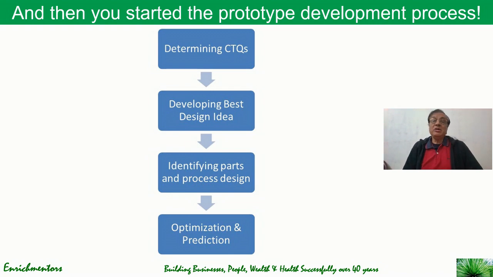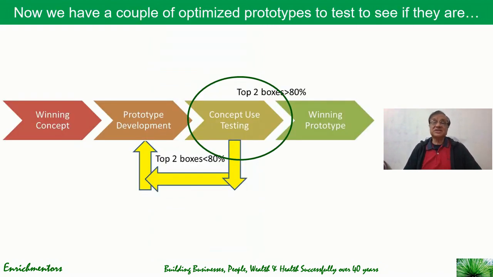So we have now, as I was mentioning in the previous lecture, a couple of optimized prototypes, optimized from the point of view of the ideal combination of materials, the specification of materials, the processes, and also the cost using the TOC and Timwood. So we have a couple of optimized prototypes, more the merrier, because there could be a further narrowing down in the concept use testing process.